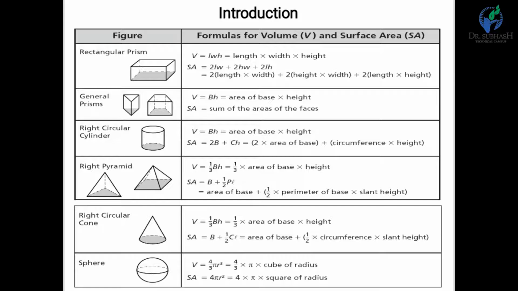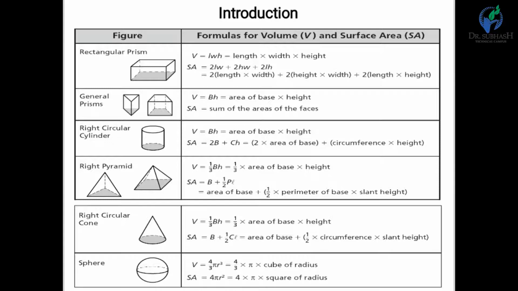Next one is the general prism. That is in the triangular shape, but it consists of 3 dimensions. V is equal to B into H, area of base multiplied by height. That is the common formula for finding the volume of any 3-dimensional geometrical shape. Next is a right circular cylinder. V is equal to B into H, area of base into height.